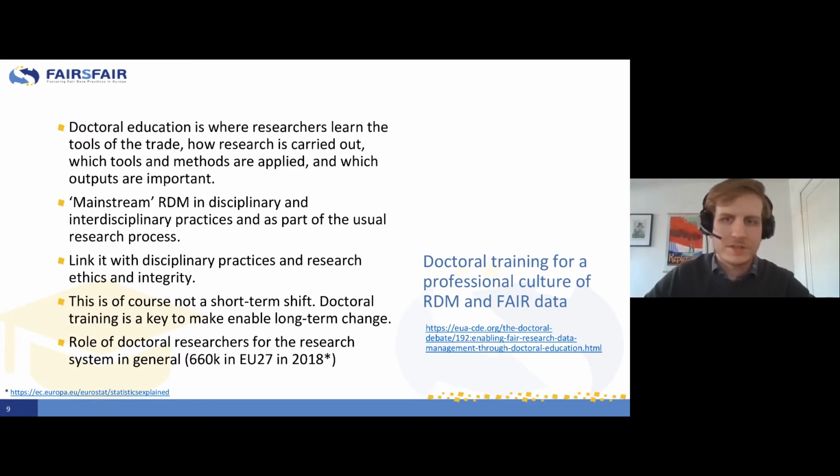I just checked this a few days ago, and there seem to be almost 700,000 doctoral researchers in the EU-27. So this is a very large amount of the research workforce right now, and of course in the future. So just in numbers, it's important that this is addressed there, because this will have a generational effect, I think, on how research is done. And this can also increase incrementally over time. We cannot expect change to happen overnight, especially where communities need to work on developing their own standards.